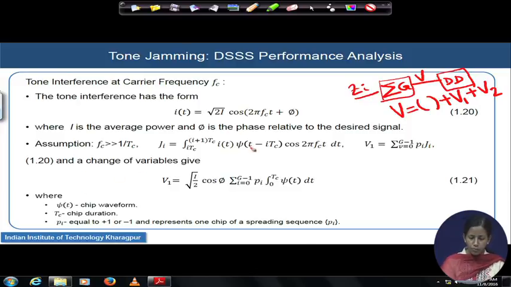So, if I do this substitution and continue the integration, we will end up with equation 1.21, where some change of the variables will definitely be required, because the substitution instead of iTc to (i+1)Tc, we have done it over 0 to Tc. So, that shifting of the change of the variables is essential.